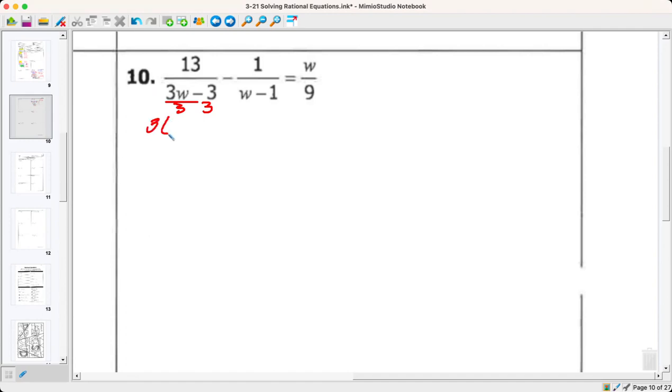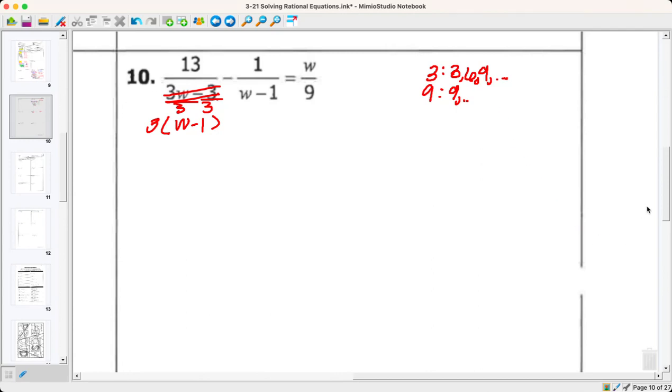This will now be 3 parenthesis w minus 1. Now I want to ignore this term completely, and I'm going to look at this is my denominator, this is my denominator, and this. Super easy. Get your numbers and find the least common denominator of those. My numbers are 3 and 9. If I'm finding the least common denominator, I'm listing their multiples, and multiples of 3 are 3, 6, 9, etc. Multiples of 9 start with 9, 18, etc.